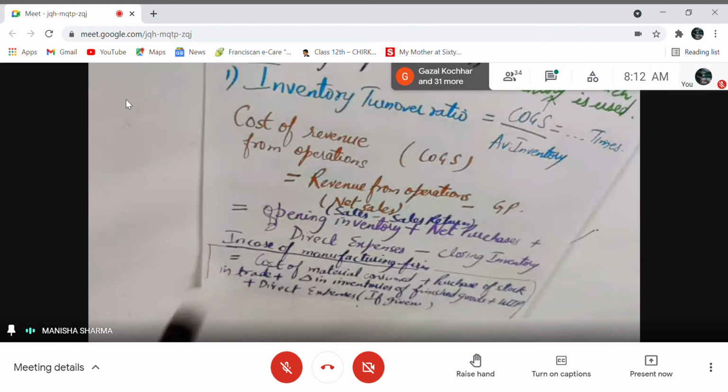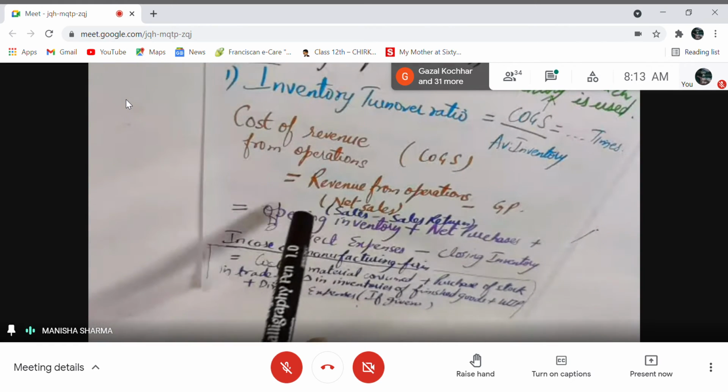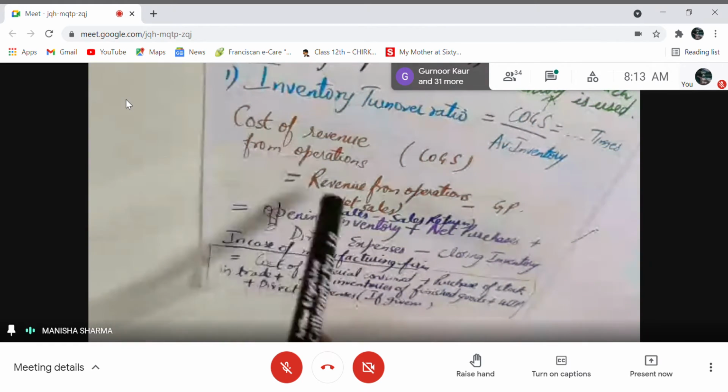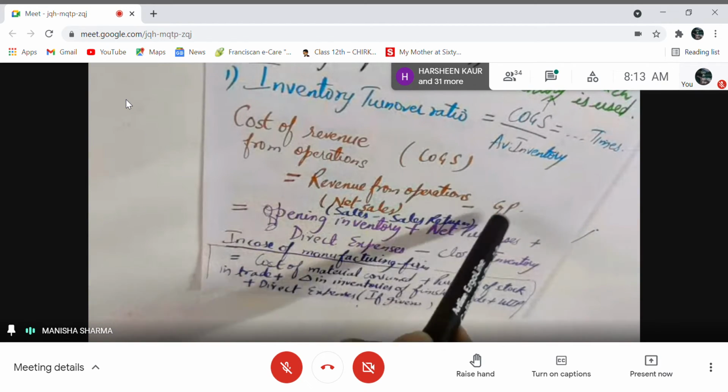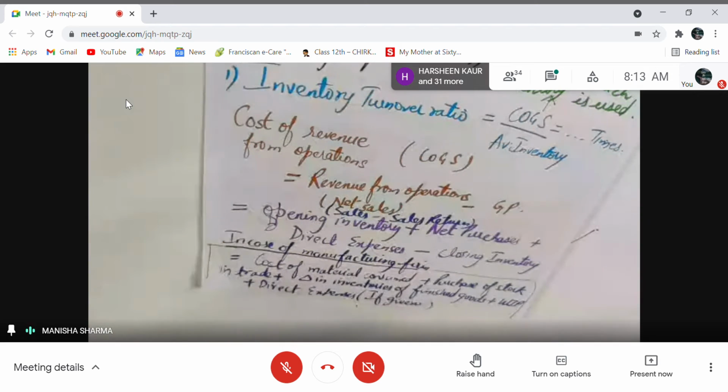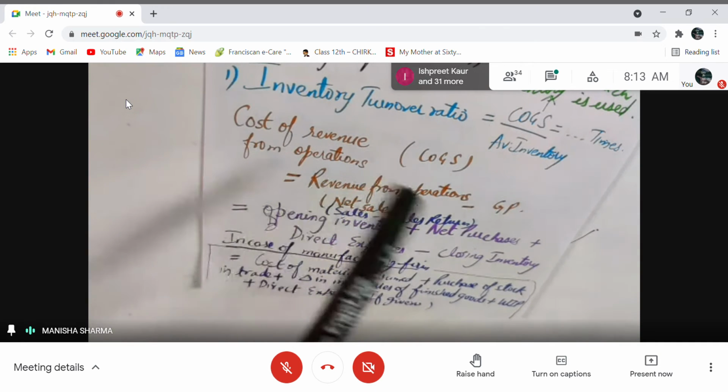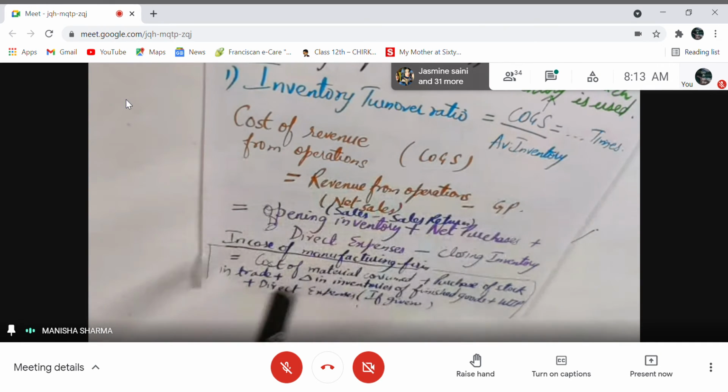Very good. So second formula, everyone should know that the second formula for cost of revenue from operations or COGS is revenue from operations minus GP. That is net sales minus GP. For one formula we've done opening inventory plus net purchases plus direct expenses minus closing inventory. Second formula to find cost of revenue from operations or COGS is revenue from operations minus GP, and we know that it is net sales minus GP.